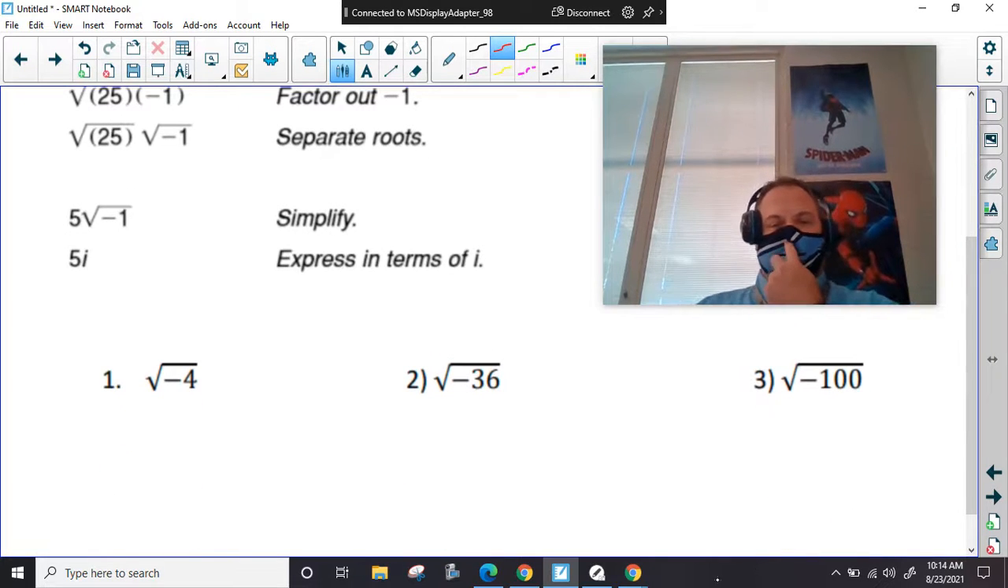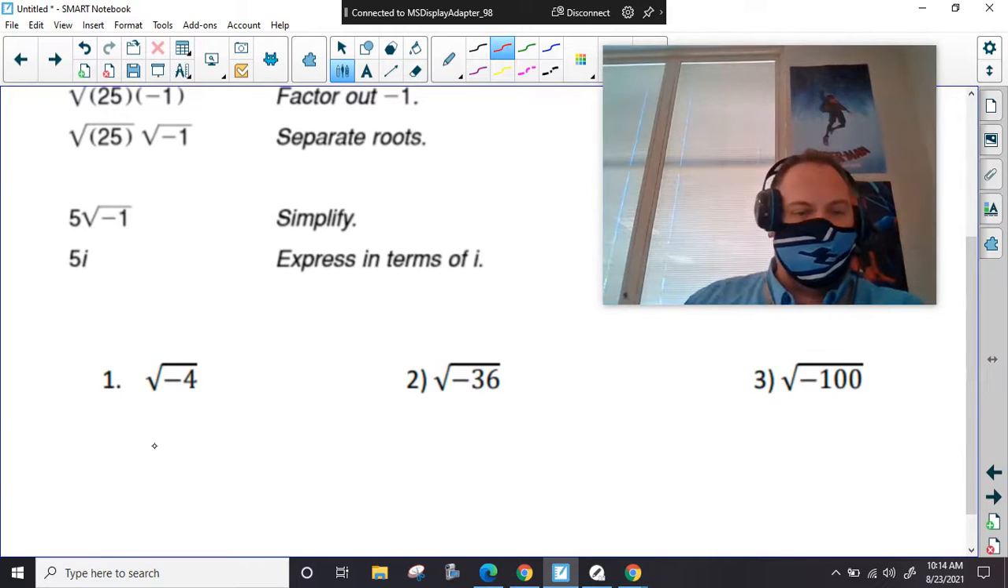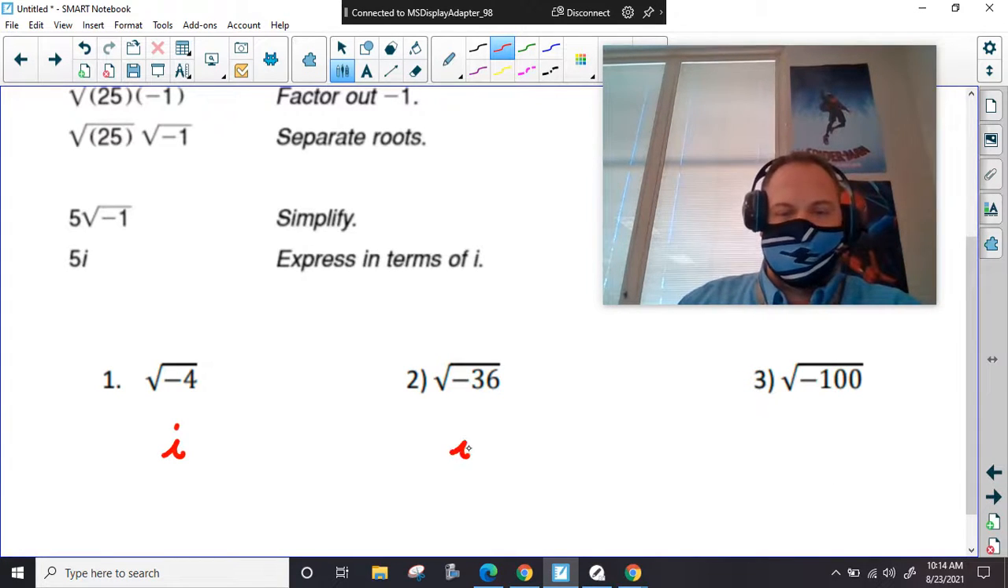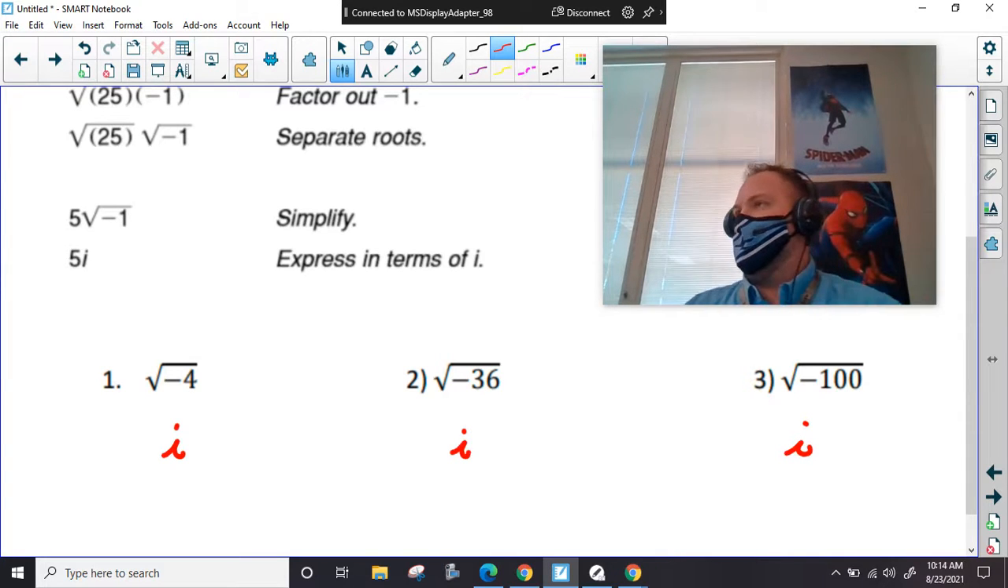So this is what I would do first. We know all three of these are going to have an i in them. So let's just go ahead and write the i. It takes care of it. We already know it's going to be there. We don't have to do any kind of fancy schmancy stuff. Nothing to do.